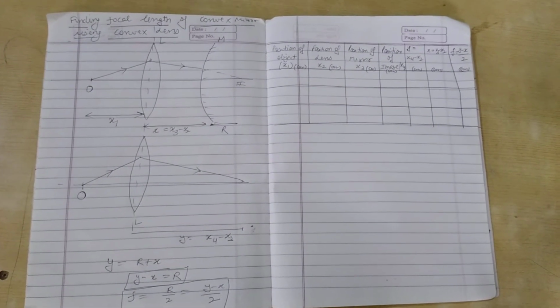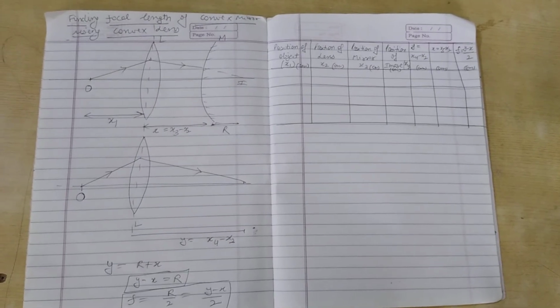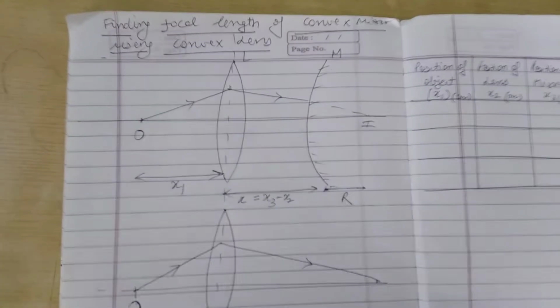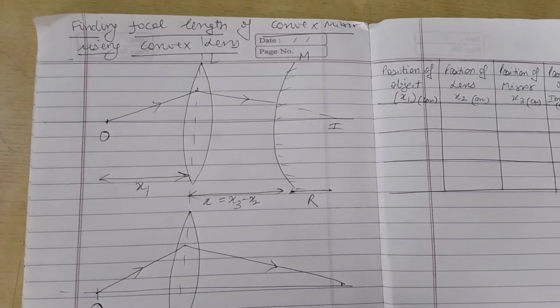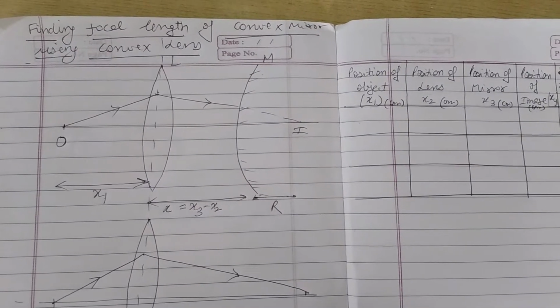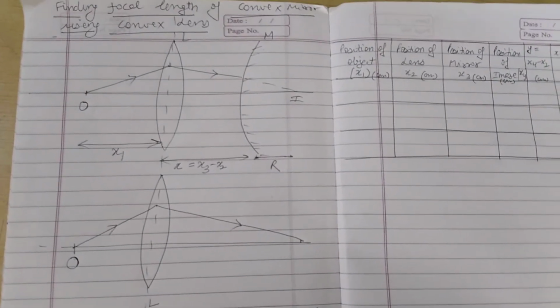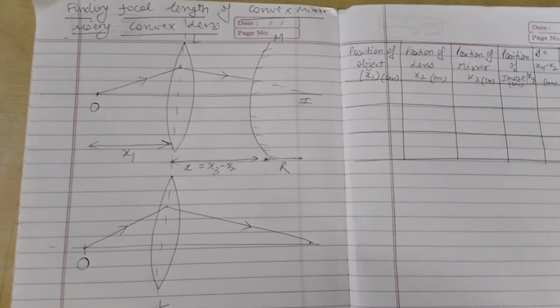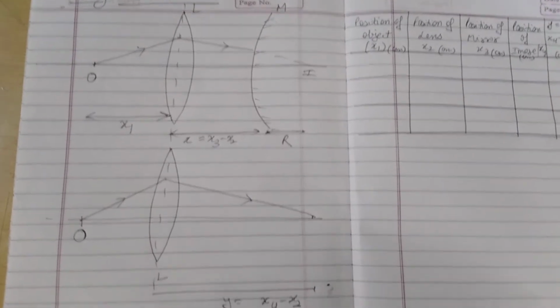So today we are going to find the focal length of convex mirror using convex lens. Here the object O is taken, and the distance of the lens from the object is x1 and the distance of the lens from the mirror is, say, x. Now our motive is to find the radius of curvature, hence then we can find the focal length with the formula which I will tell you later.